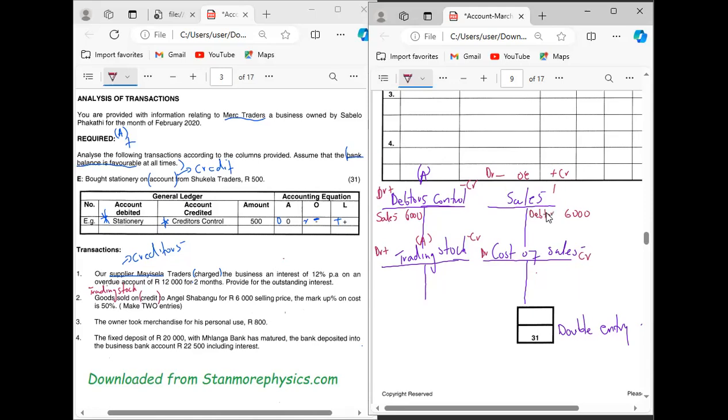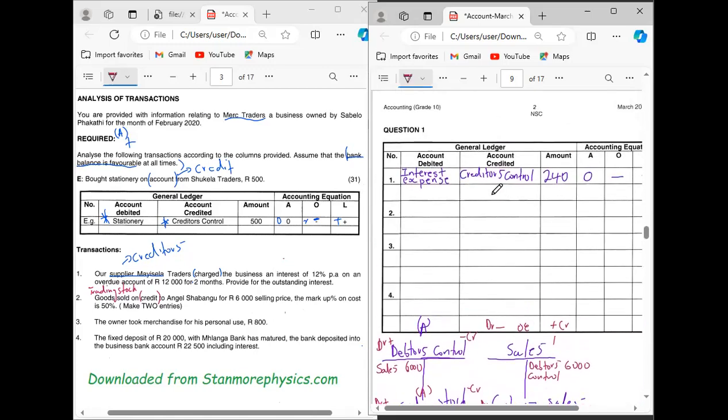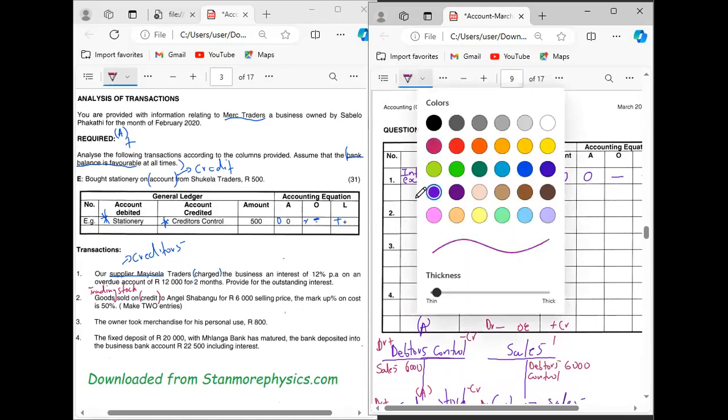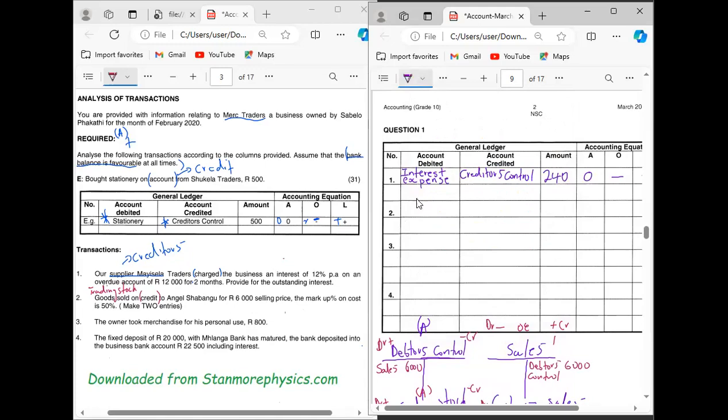Debtors control, because we sold on credit. One account is debited while another account is credited. So we might as well go and record this information. Account debited will be debtors control, because it's debited.